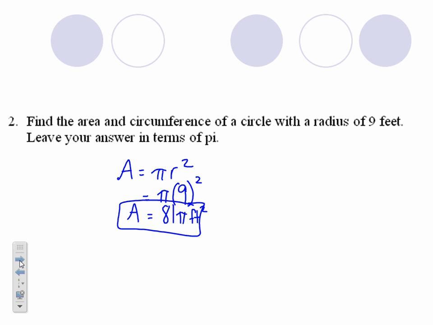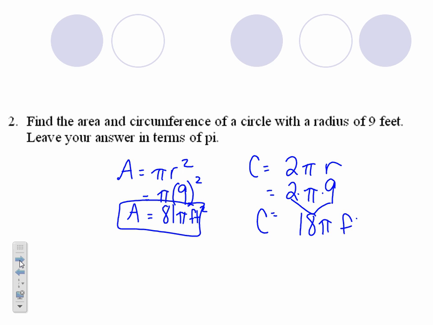And then we'll go ahead and do the circumference. Circumference equals 2 pi r. If I plug in the radius, 2 pi times 9, leaving the pi, 2 times 9 makes 18, so it would be 18 pi feet for circumference. If it says you can leave your answer in terms of pi, it's actually nice and easy, because you don't have to talk about rounding. You don't actually have to type that decimal value into your calculator.